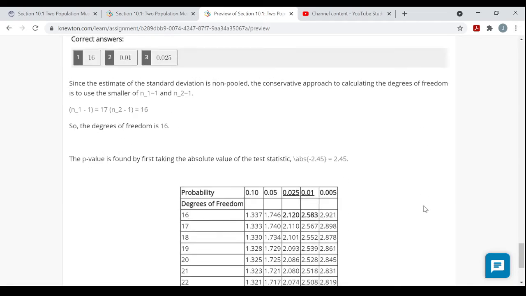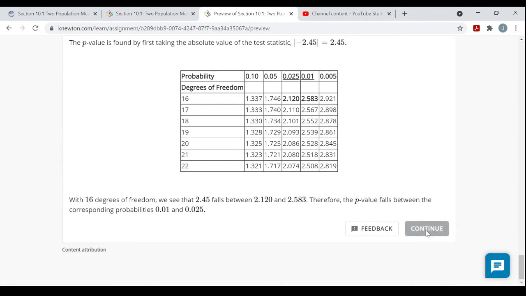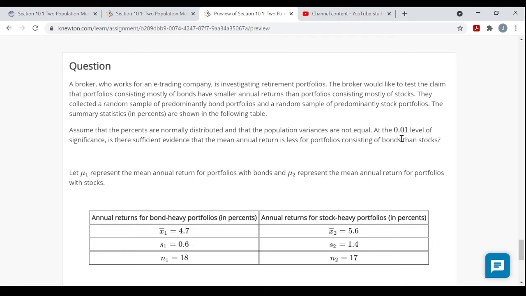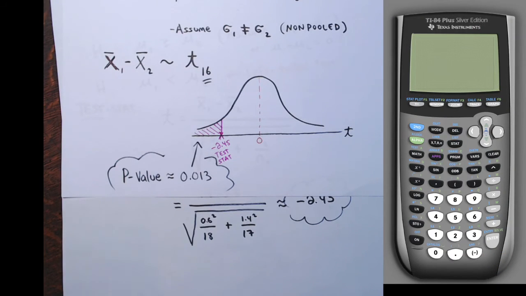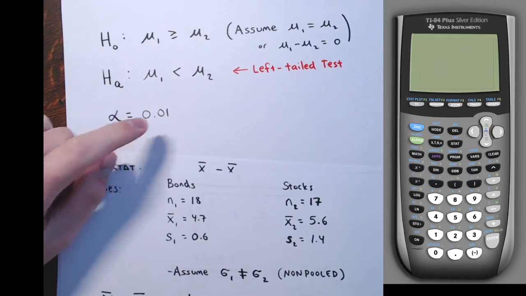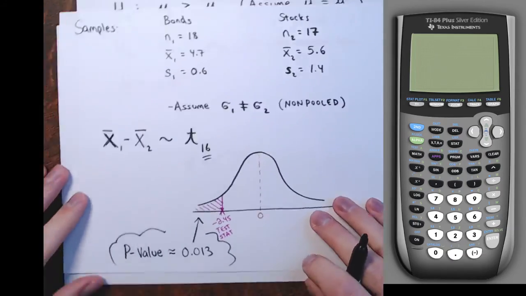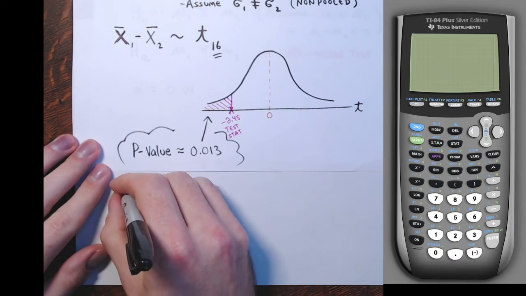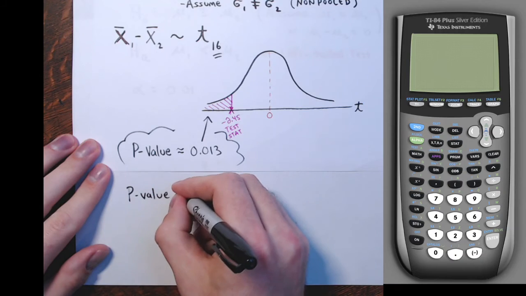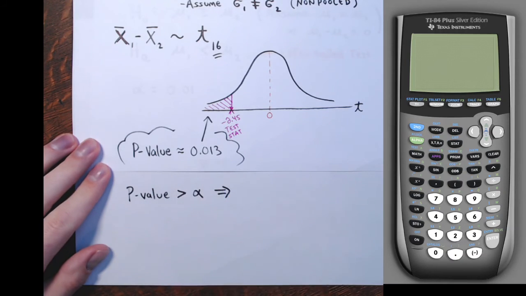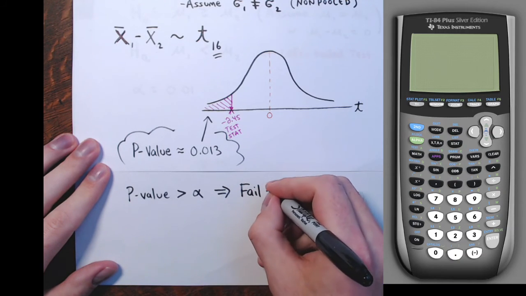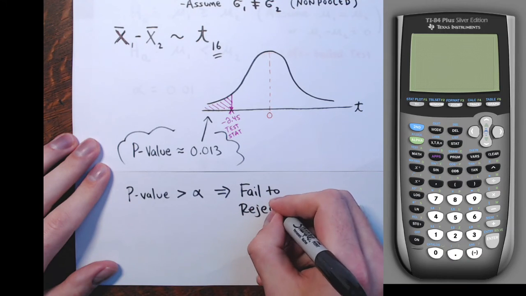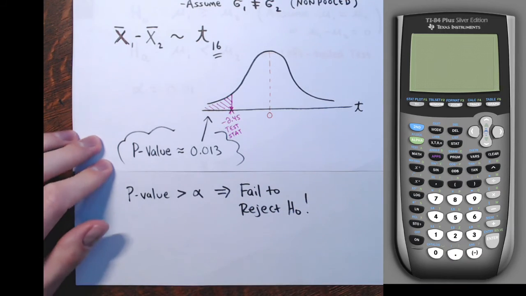All right, and then finally we make our decisions and conclusions. Now remember, the p-value was 0.013. So back here, the p-value was 0.013. Alpha was 0.01. So what we're seeing here is that the p-value is greater than alpha, greater than the significance level. And if that is the case, we do not reject the null hypothesis. We fail to reject the null hypothesis.